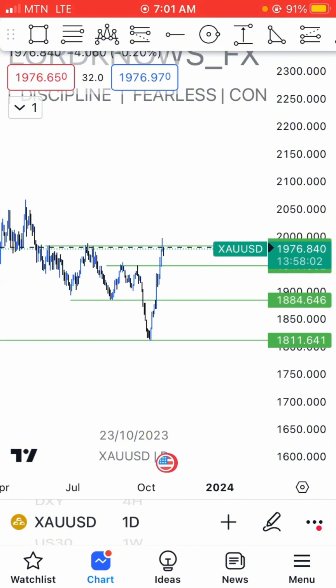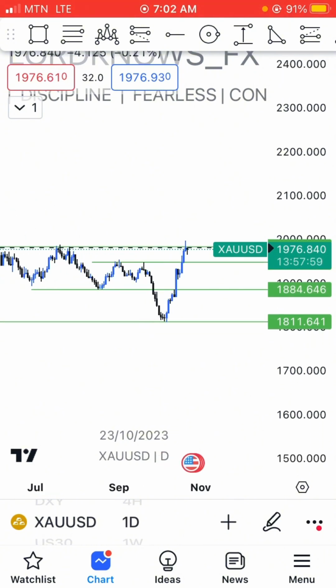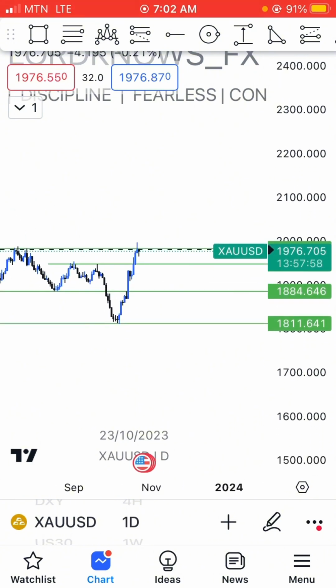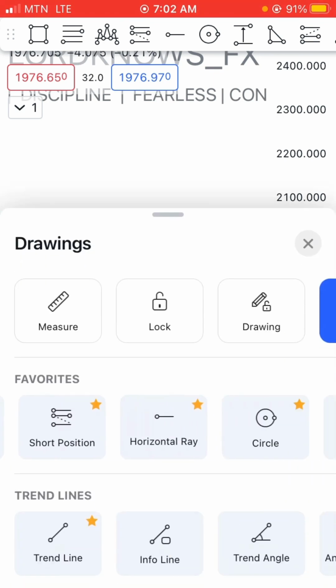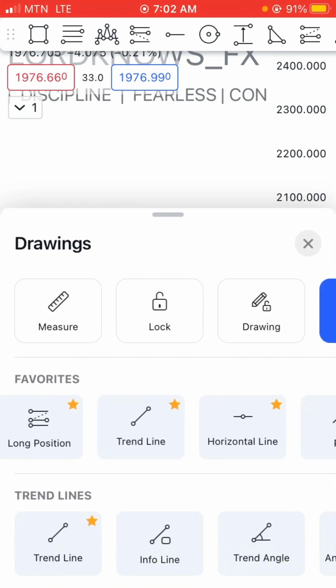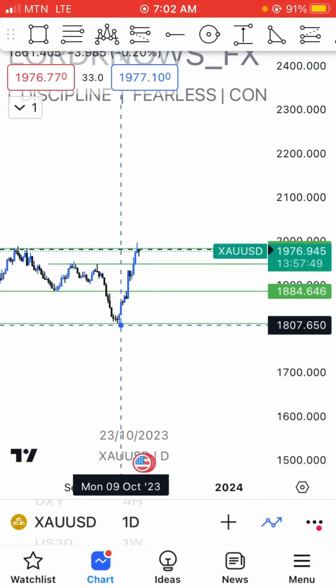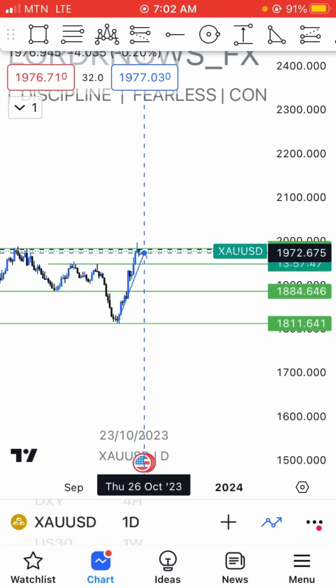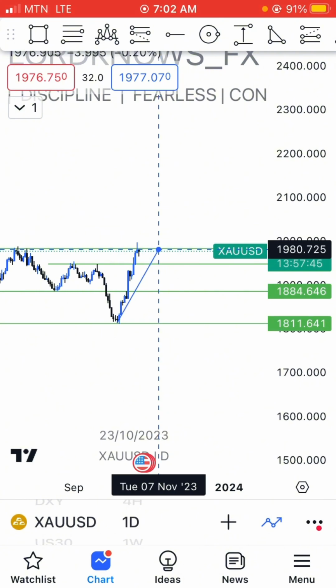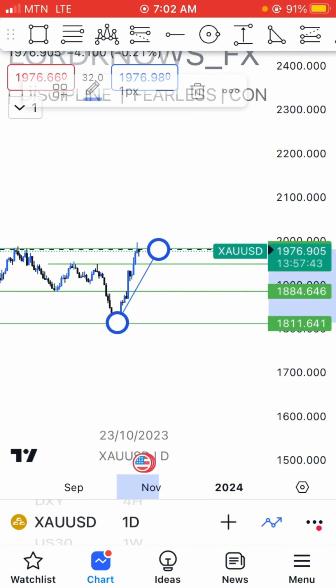So now that we know our major zones, and we know that gold is in an uptrend. If I say gold is in an uptrend, meaning it's moving in the upward direction. So like this. So this is the uptrend I'm talking about.